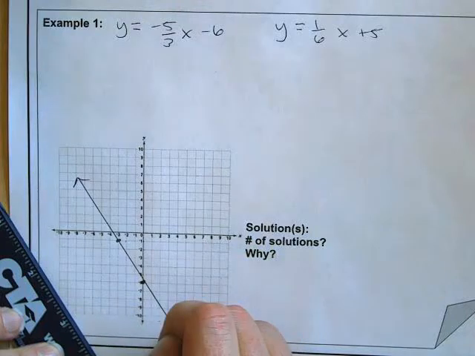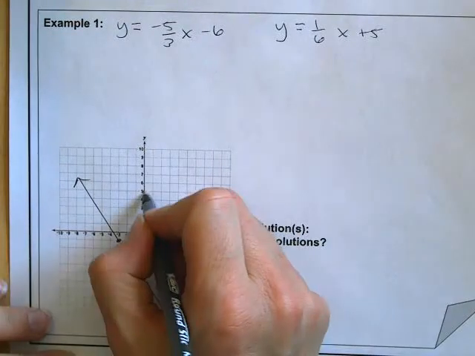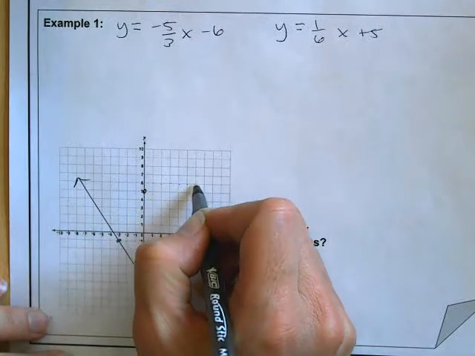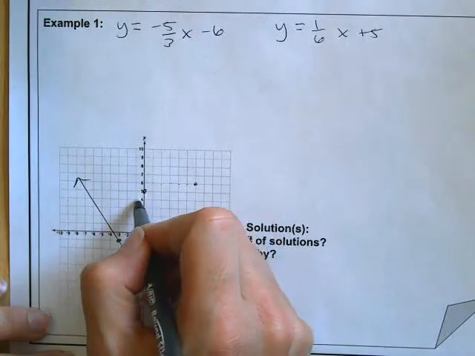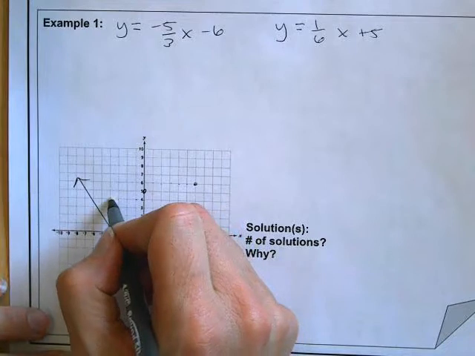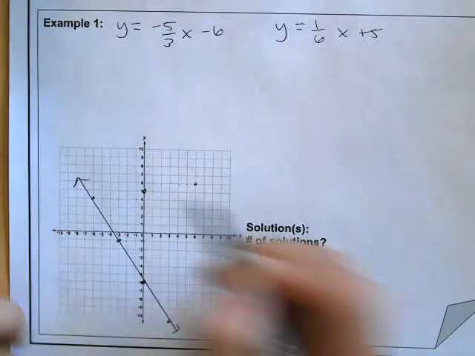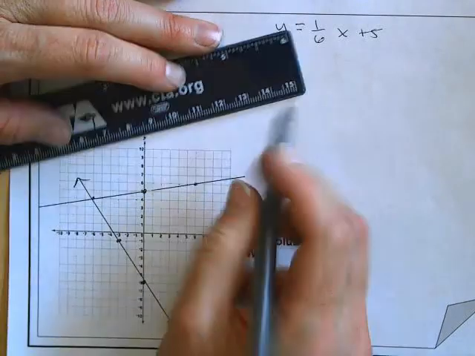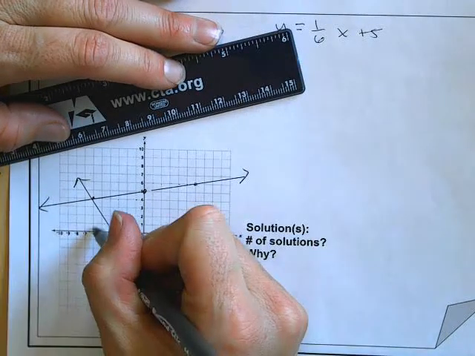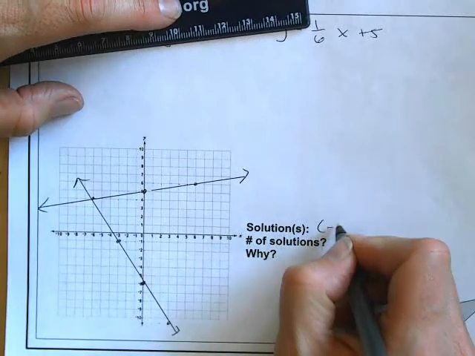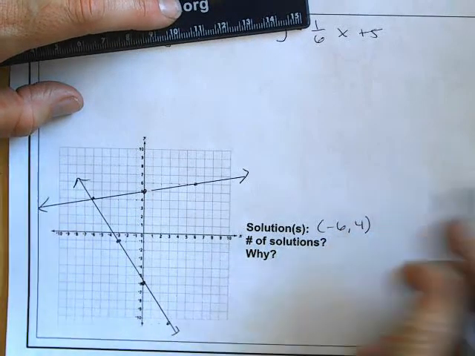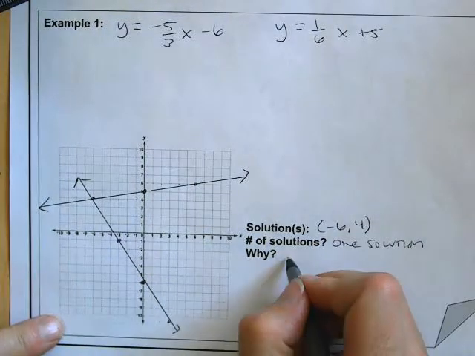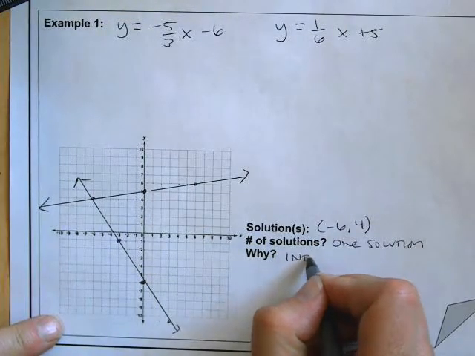And then I'm going to graph my next line at a positive 5 on the y-axis, and then up 1 to the right 6: 1, 2, 3, 4, 5, 6. I like going down in the other direction too, 1, 2, 3, 4, 5, 6, because then I see where I'm supposed to run into my other graph. And my solution should be at -6, 4. So I have one solution, and the reason why is because my graphs intersect.